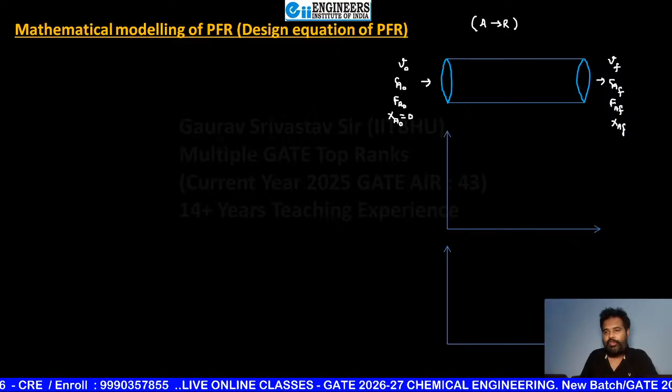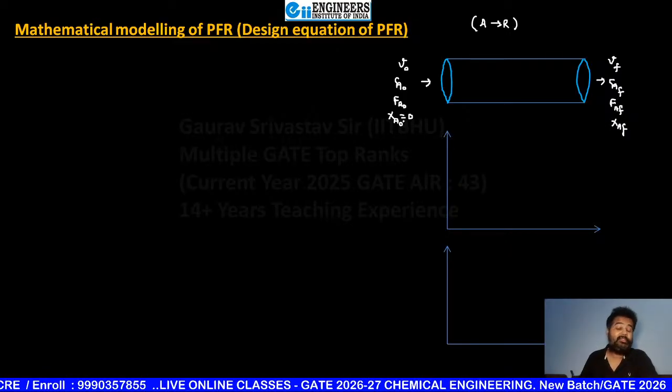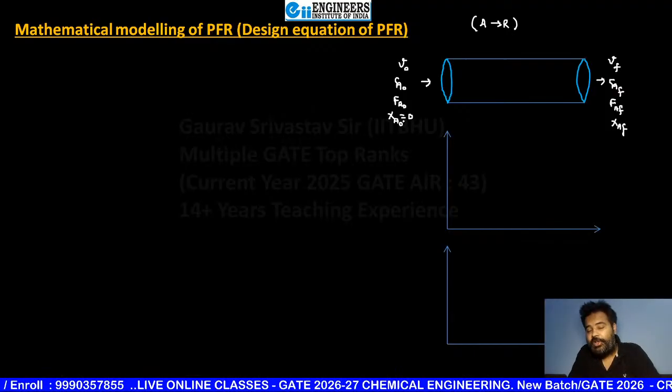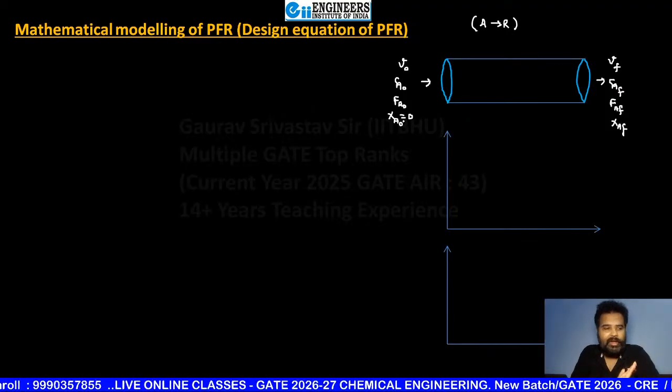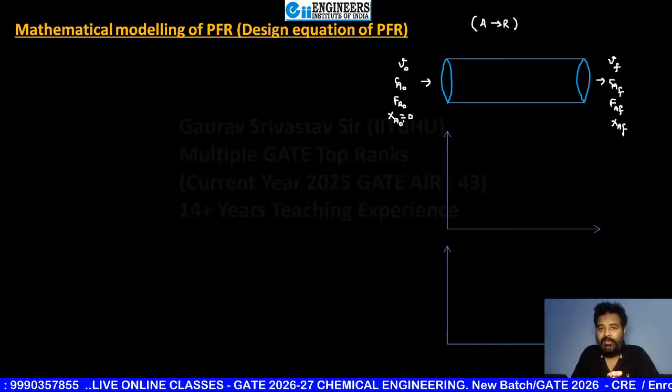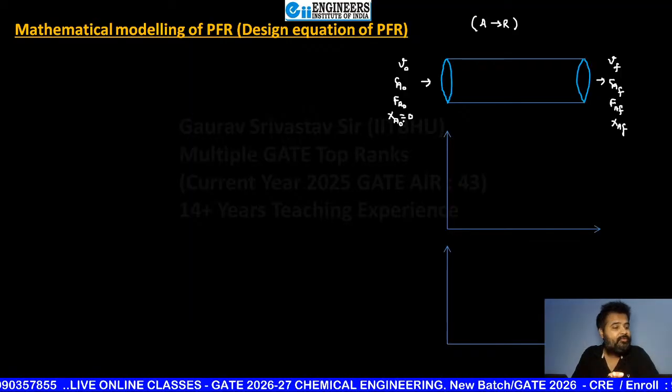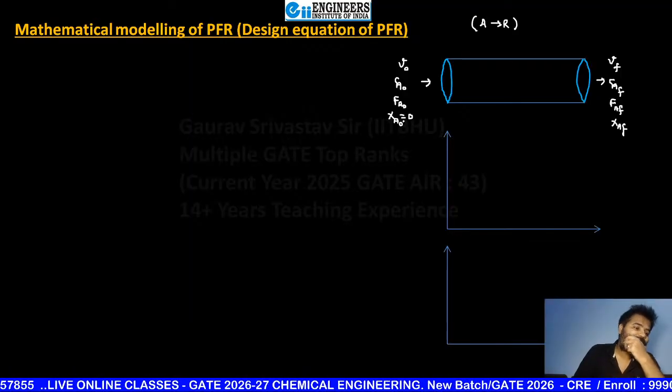Initially I am assuming that feed is not partially converted, but what to do if feed is partially converted? Don't worry, that case also we will handle. First tell me this answer, in which case FA naught will be equal to FAF? जल्दी बोलो.